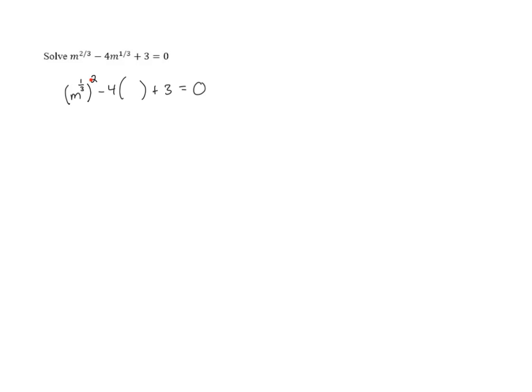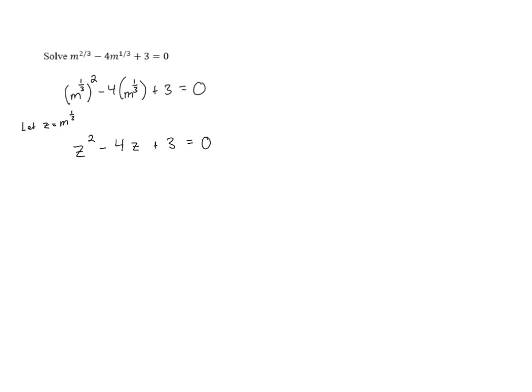because when we have an exponent on top of an exponent, we know that we multiply them, and 1/3 times 2 gives us 2/3. Additionally, putting an m to the 1/3 in the other set of parentheses matches what we have above, so we know that's what we want. And the z substitution we're going to make here is we're going to let z equal m to the 1/3. When we make that substitution, this becomes z squared minus 4z plus 3 equals 0.